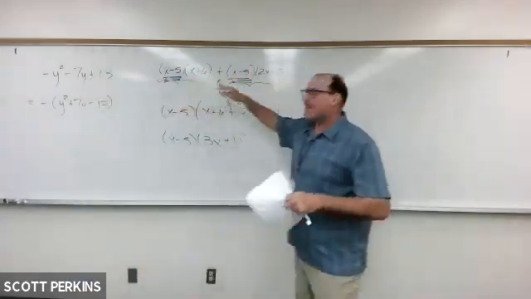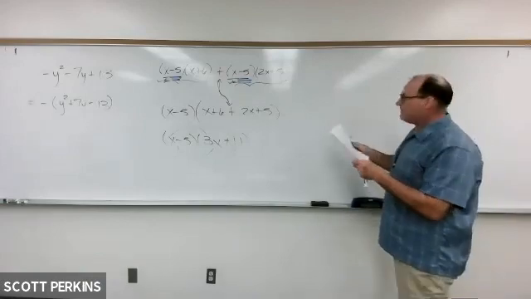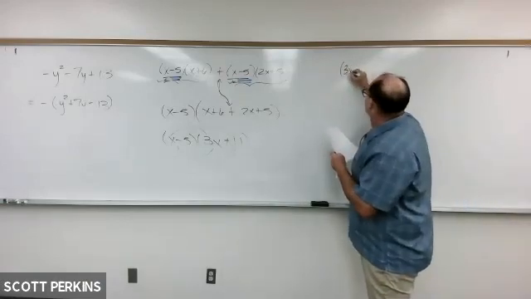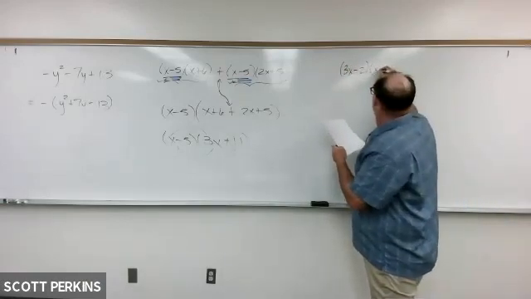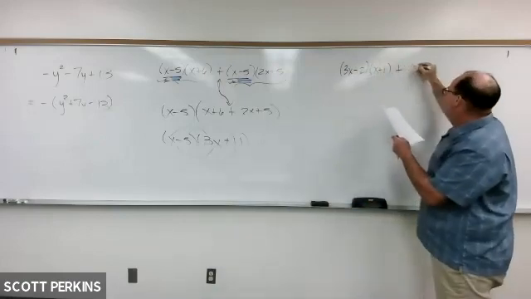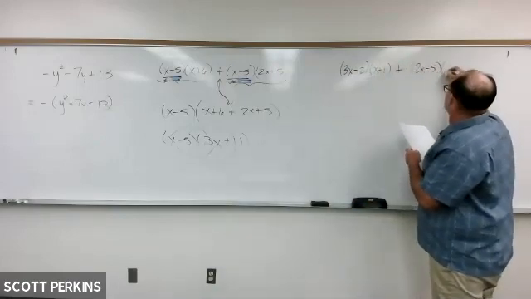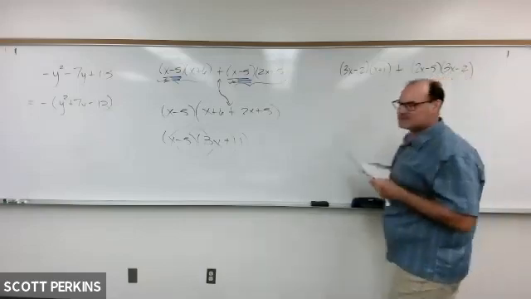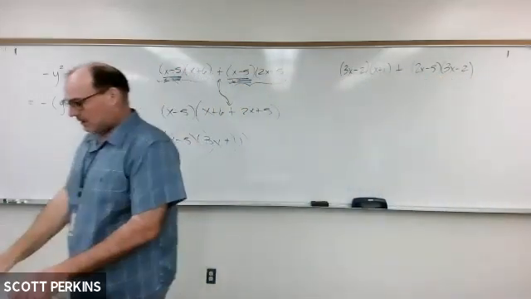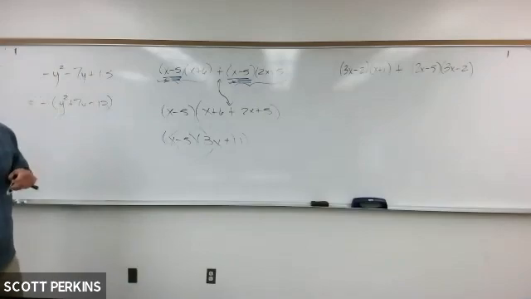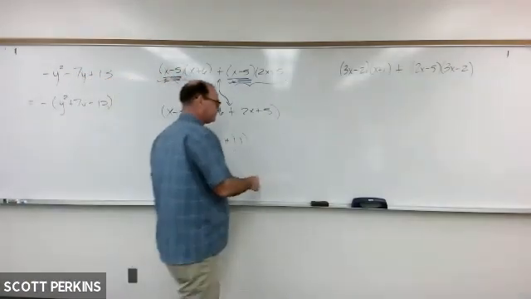All right, here's one like that for you. Same sort of thing. So 3x minus 2 times x plus 1, plus 2x minus 5 times 3x minus 2. Same sort of thing we just did, just different terms.